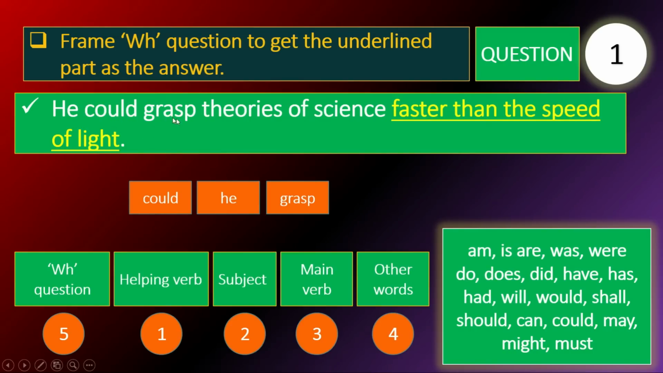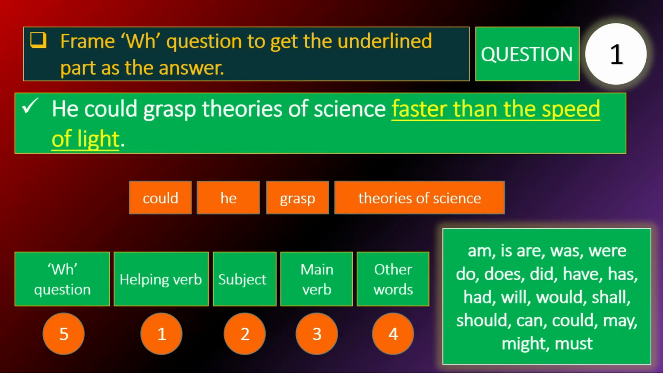Between could and grasp, we have used the subject. Could he grasp theories of science, the remaining part. But we have to make sure that we don't write the underlined part. We should not use the underlined part again in our question, because that is our target. We need to get that as the answer with our question.